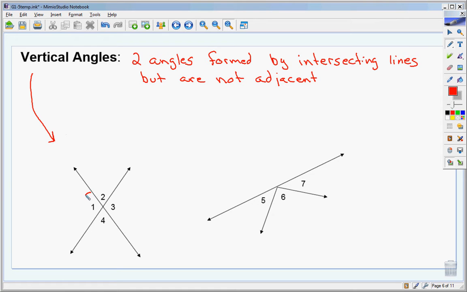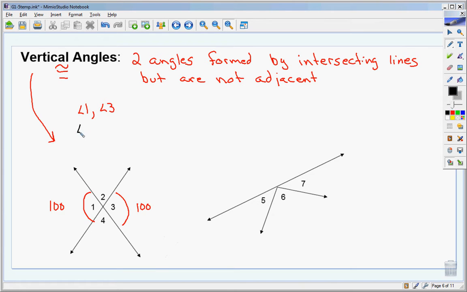In this picture, if I said angle 1, and I'm looking for the angle that is vertical to it, it can't be 2 or 4 because they're adjacent. So if it's not 2 or 4, what has to be its vertical? Angle 3. Also congruent. Vertical angles are always congruent. Whatever the measure of angle 1 is, the measure of angle 3 is the same. If I told you angle 1 was 100 degrees, angle 3 is what? 100 degrees.